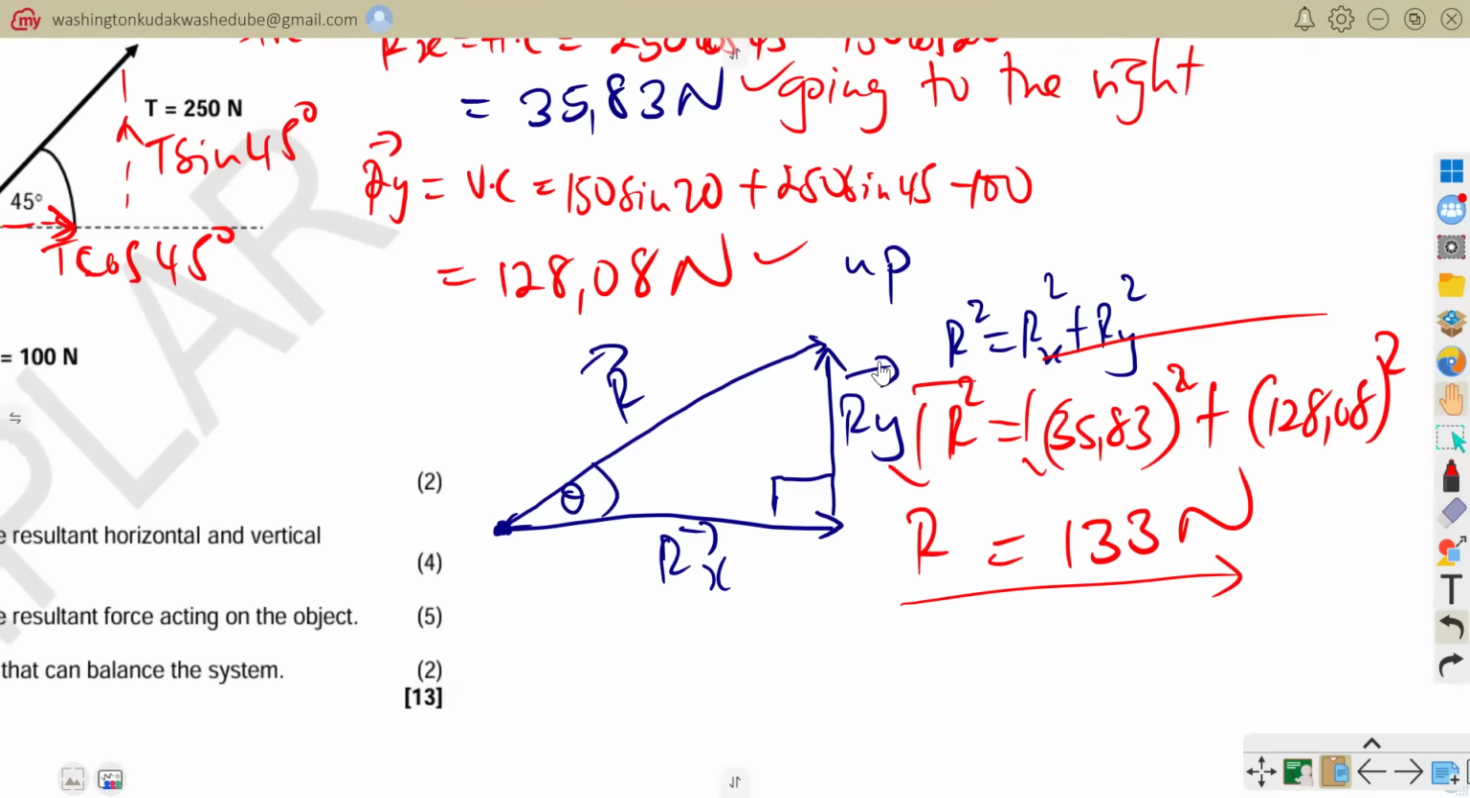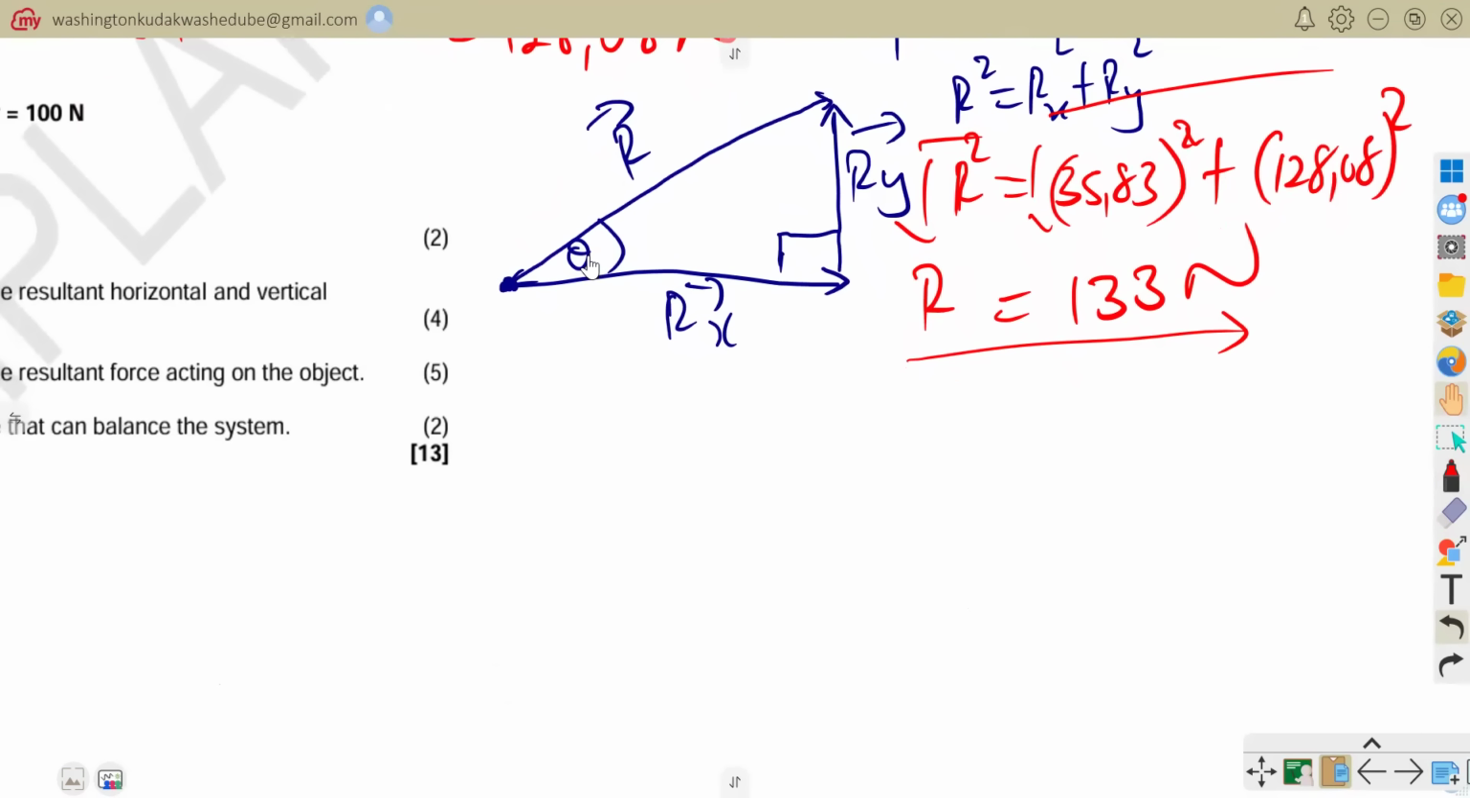It has to have direction. So the direction is going to be given by that theta. So by finding this theta, you would have just found that direction. So how do we find theta now?